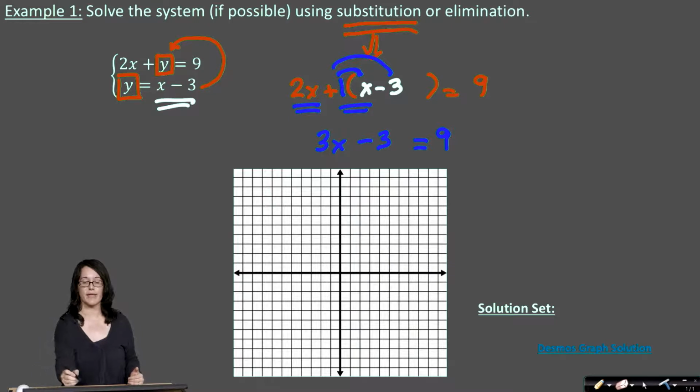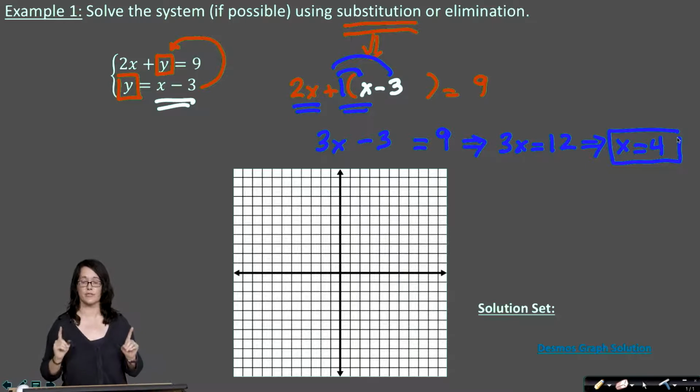To solve for x now, you can add 3 to both sides. Make sure you go right order of operations. So 3x should equal 9 plus 3, or 12. You can now divide both sides by whatever's touching x, which is 3. 12 divided by 3 is 4. So you now should have that these two lines do intersect somewhere. Our solution set would consist of a single point when x is 4.